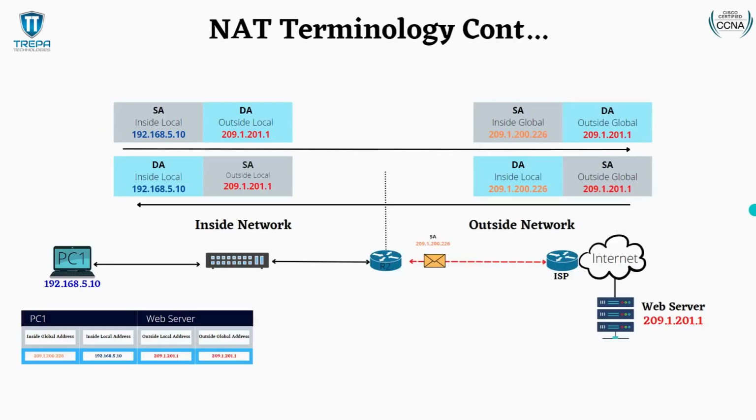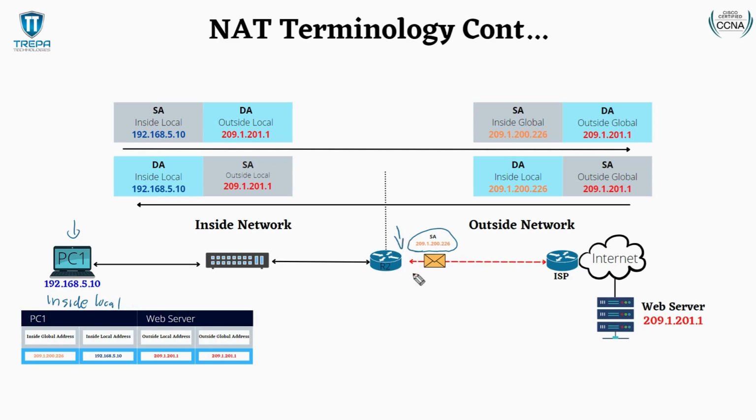So let's just take a deeper dive into this. Some communication. As we can see here, we have PC1. This is our inside network. And then we have this address right here. Let me write that so I don't misspell. This PC address, which would be like a user, is going to be the inside local address.